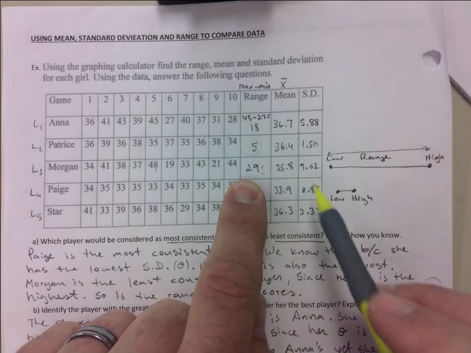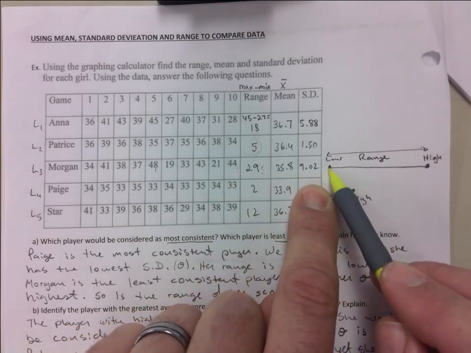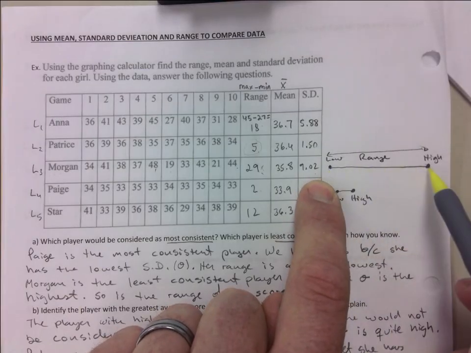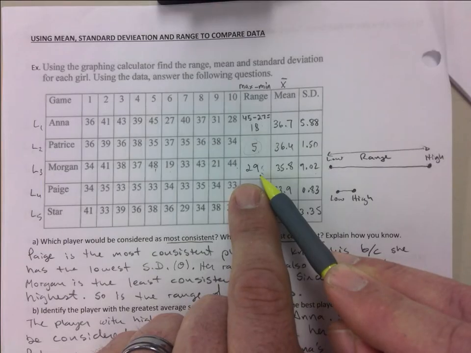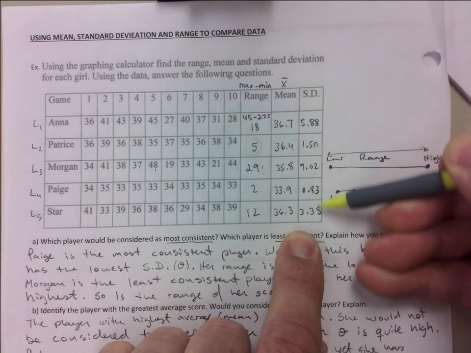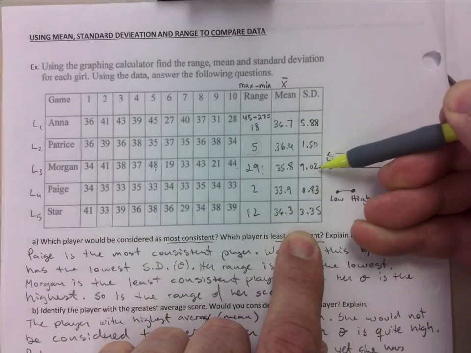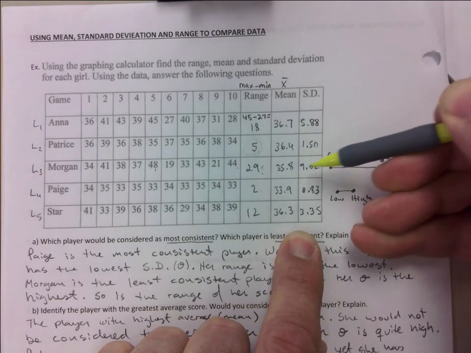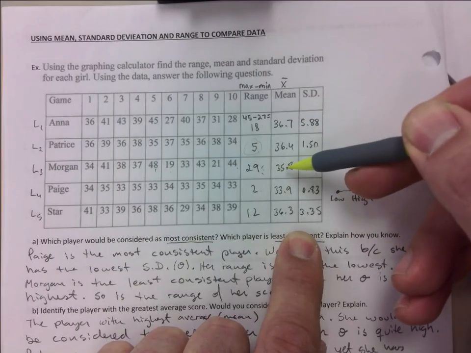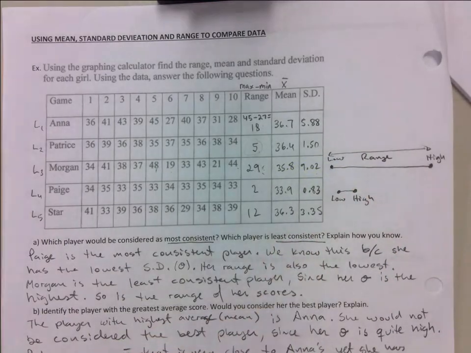okay? So if you think of Morgan, the range is spread out. The difference between the high and the low is 29. Look at the standard deviation. If you compare all the other players, Morgan has the highest standard deviation, which means that, on average, the points are not necessarily around the mean. They're not clustering around. They're actually, on average, farther away from the average, okay?